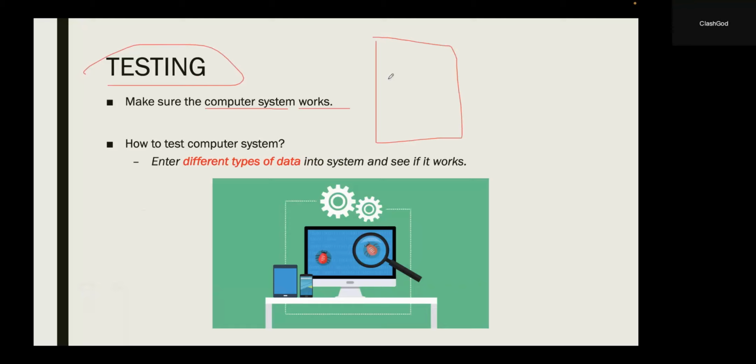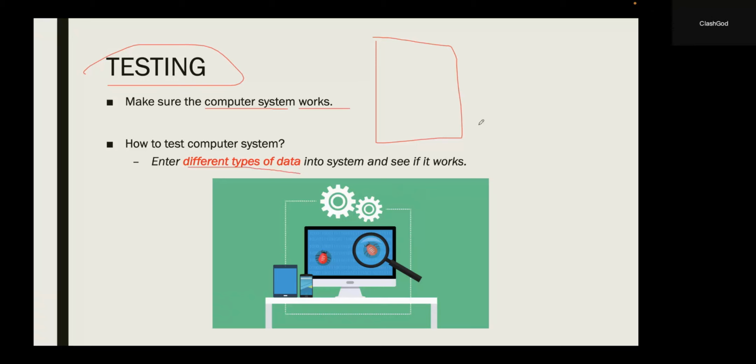How do you know that you can actually add 2 numbers? Now we need to use the testing stage to test the computer system and make sure that it works. Now, how do we test it? We test the computer system by entering data into the system and seeing if the results are correct. So we enter different types of data into the system and see if it works.